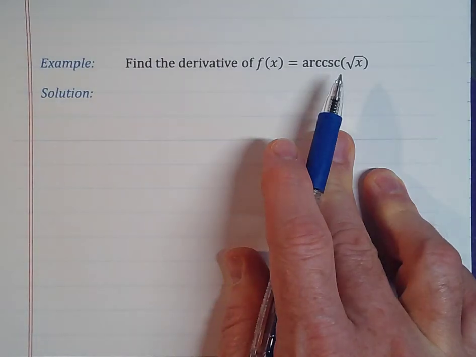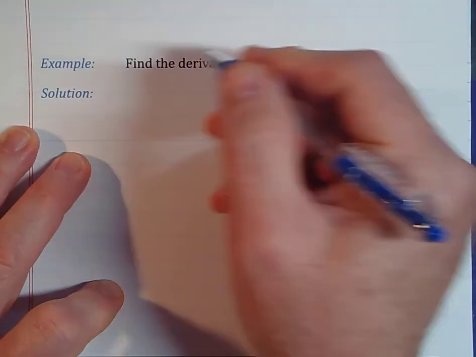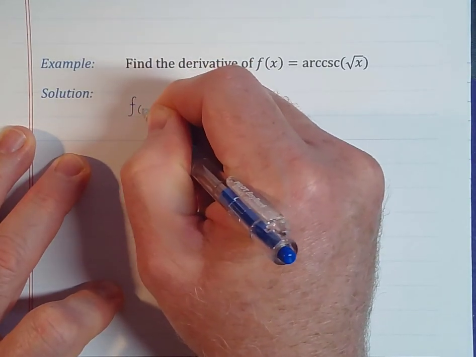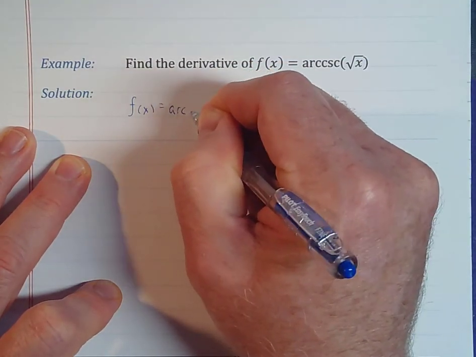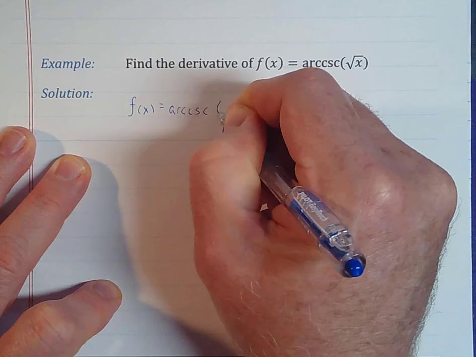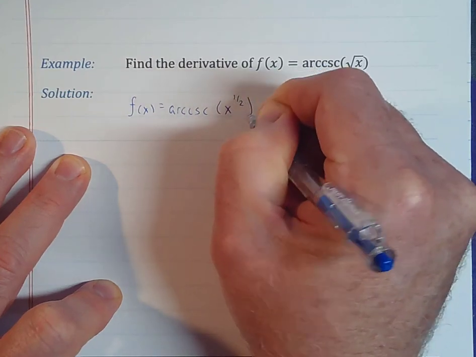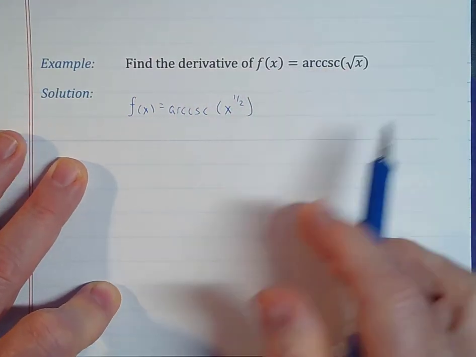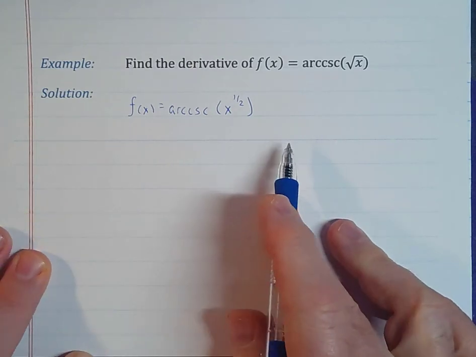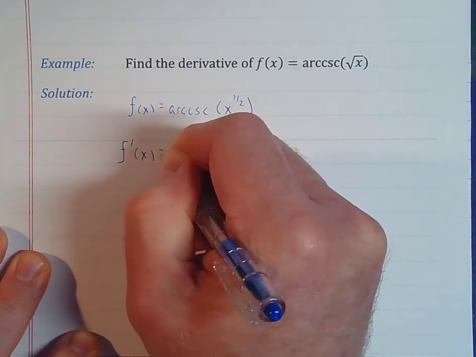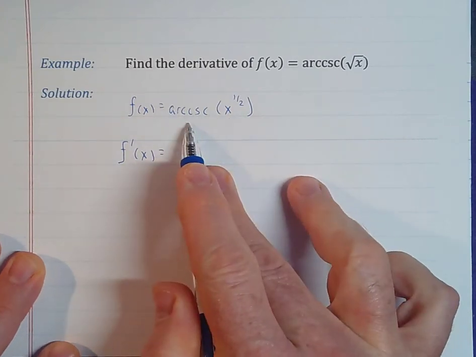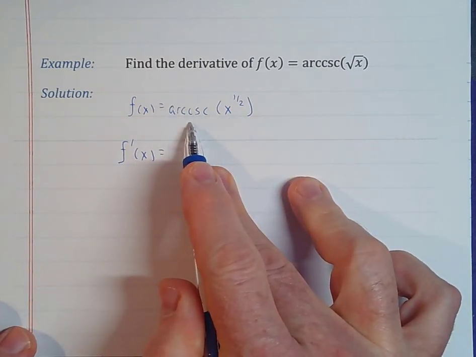So maybe before I do that, let me rewrite the problem a little bit. I'm not doing the derivative yet. I'm just going to go ahead and write this as arc cosecant x to the 1/2, because I know I'm going to have to take the derivative of that inside part. So I'm just doing that. Now let's do the derivative here. Function inside of a function, which means I've got to think about my chain rule.